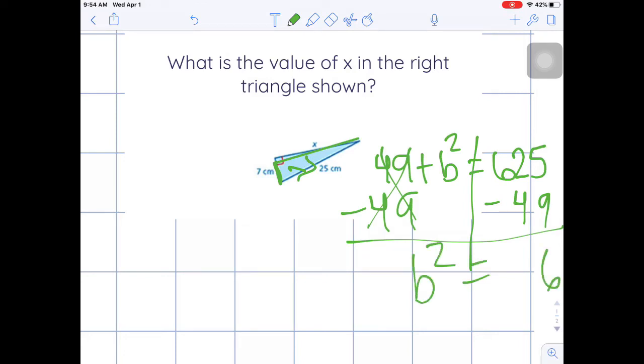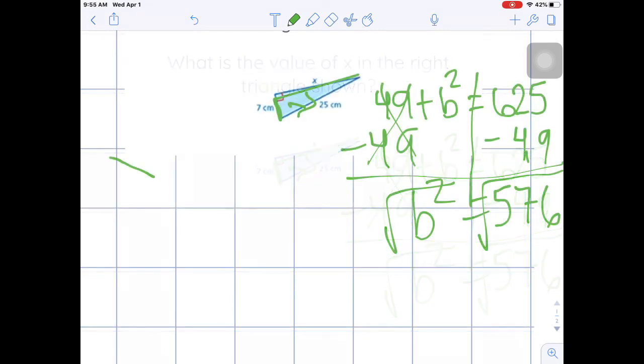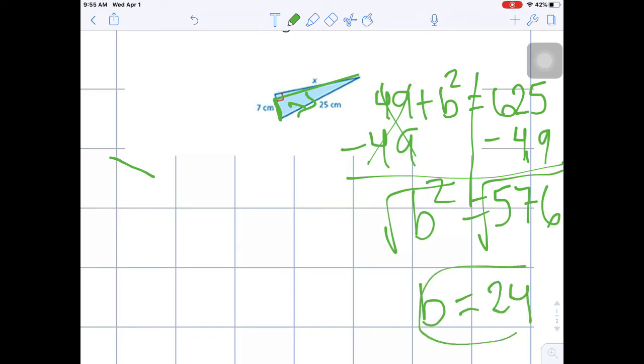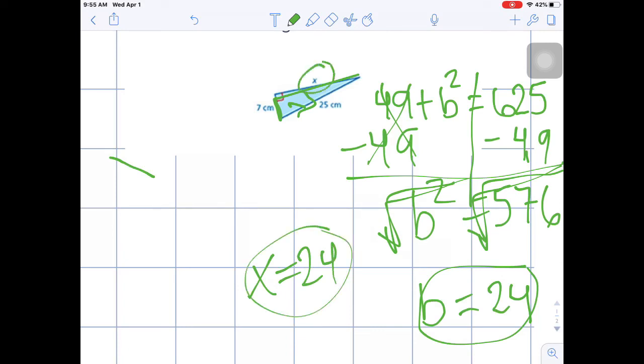So, and then 576. So the square root of 576 should be a total of 24, because 24 times 24 is 576. Notice how the square is gone because we square rooted both sides. So we can say x equals 24. It should make sense. It's a mid-size side. It's almost 25, but it's not the same.